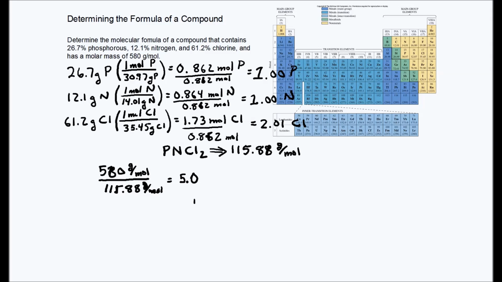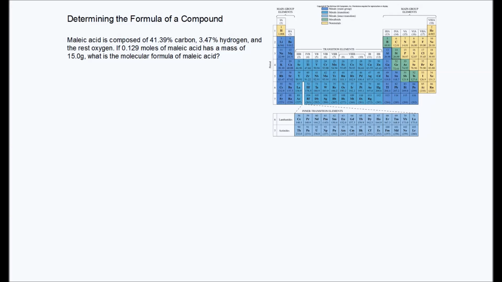Now, what does that tell me? That tells me I have to multiply the subscripts in the empirical formula by 5.0 to get the molecular formula. So in other words, my molecular formula is P5N5Cl10. And that then is my molecular formula. All right. So let's do one more example of this.